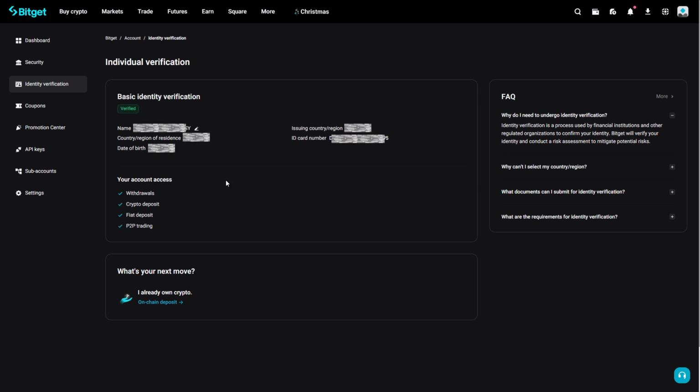And that is it. You are now a verified user on Bitget. You can now deposit, trade, and withdraw with much higher limits. Let us talk about getting funds onto the platform.